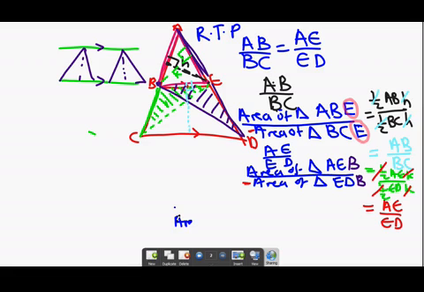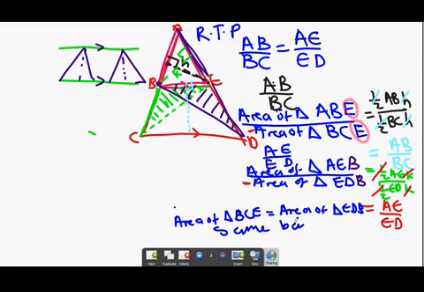Area of triangle BCE is equal to area of triangle EDB. Why? Same base, same height.